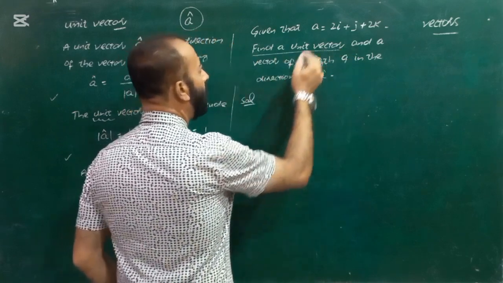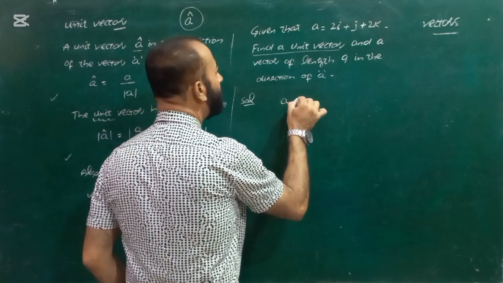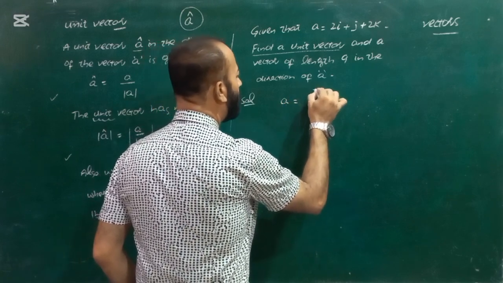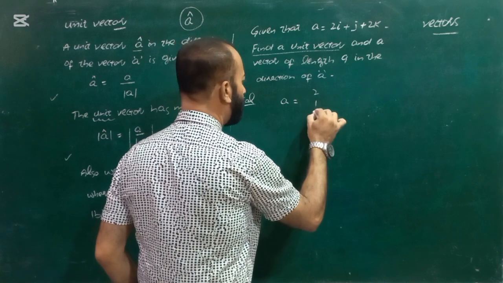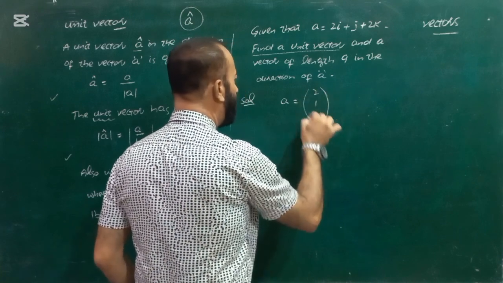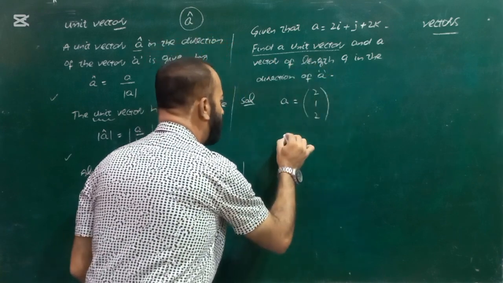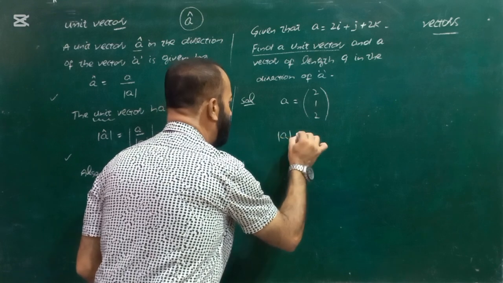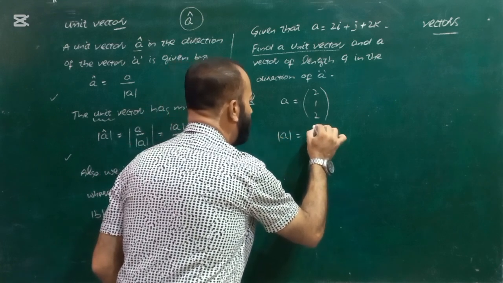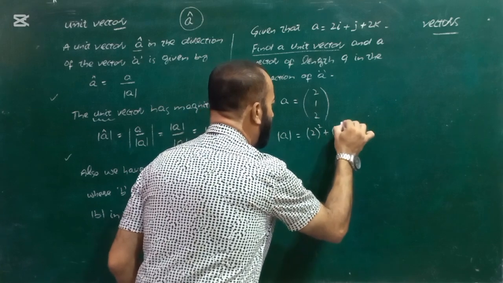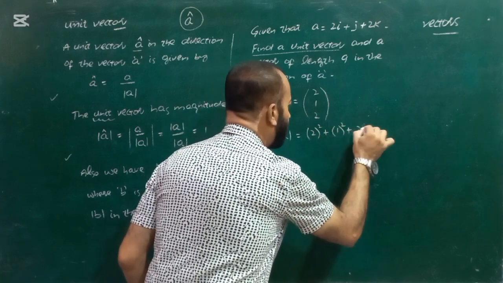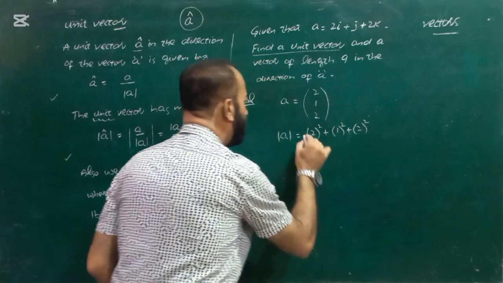So look now, A vector is 2i plus j plus 2k, or we can write in this form also (2, 1, 2). So the first thing that is required is the unit vector. So first we will find the A magnitude, that will be equal to 2 square plus 1 square plus 2 square, whole square root.